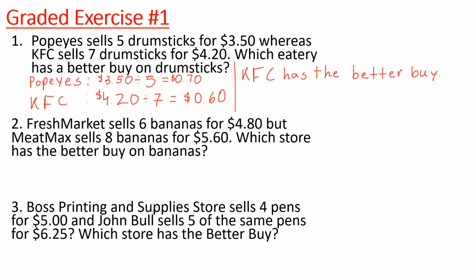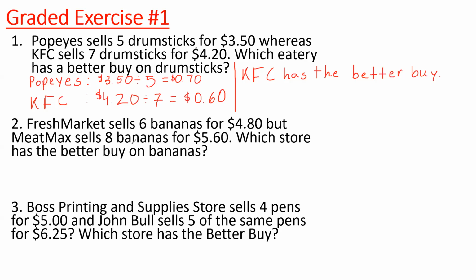Okay. Fresh Market sells 6 bananas for, who wants to do the second one? Number 2. Any volunteers for number 2? May I volunteer for number 3? You could do number 3, yes. I need someone for number 2. Gilbriana? Yes, sir. I need you to do number 2. Fresh Market sells 6 bananas for $4.80, but Meat Mark sells 8 bananas for $5.60. Which store has the better buy?